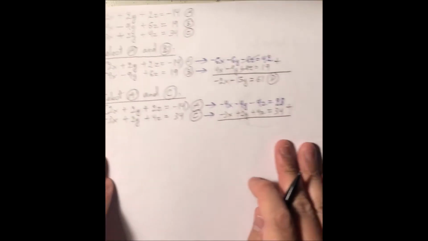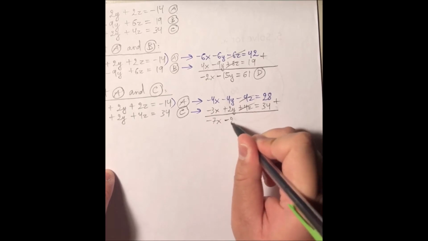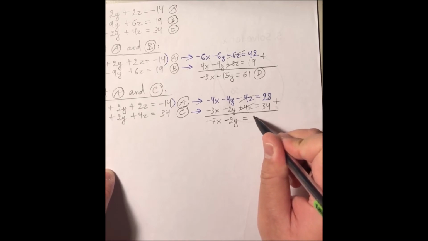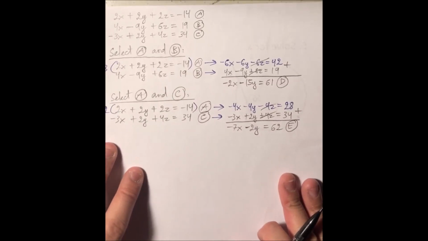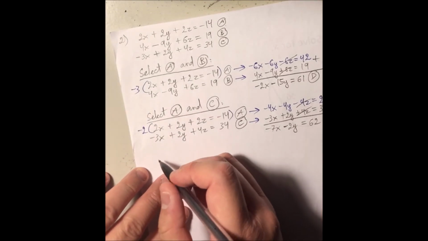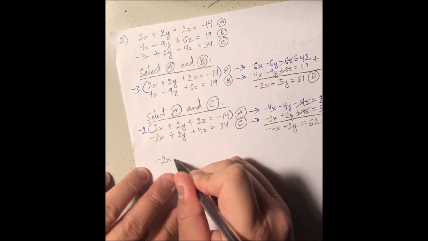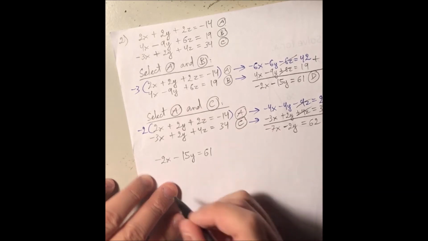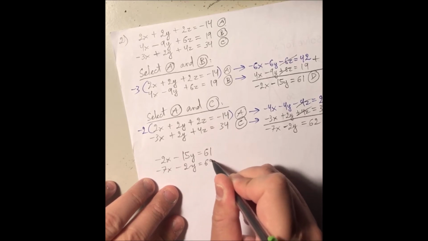And then when we add them vertically, minus 4z and plus 4z cancel out, so we're left with negative 7x minus 2y equal to 62. So I'll denote this by capital E. So grouping equations capital D and capital E together, that is going to be our two-variable system of equations. So I have minus 2x minus 15y equal to positive 61, negative 7x minus 2y equal to positive 62.